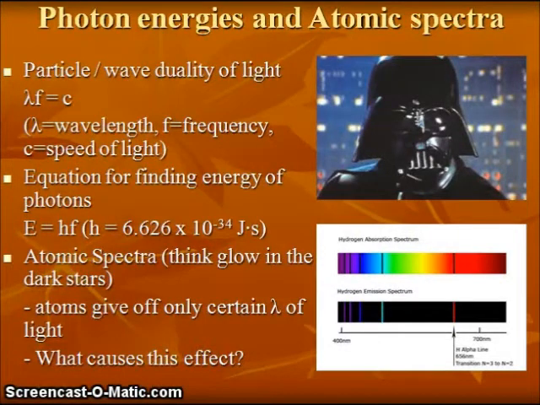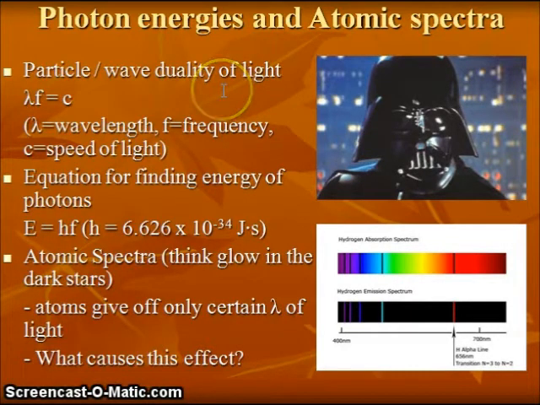Photon energies and atomic spectra are important because as we consider the Bohr model of the atom, we want to understand where that model came from. So let's first talk about the particle-wave duality of light. We know that we can understand light in one of 2 ways. We can think of it as being a particle, a photon, or we can think of it as having wave properties.